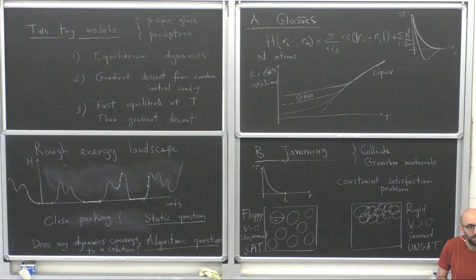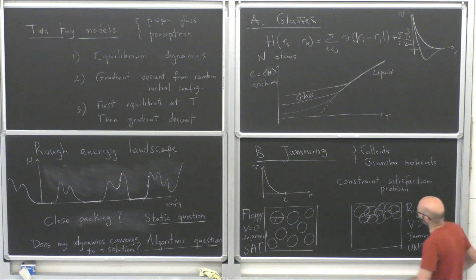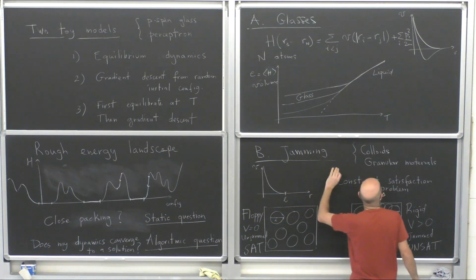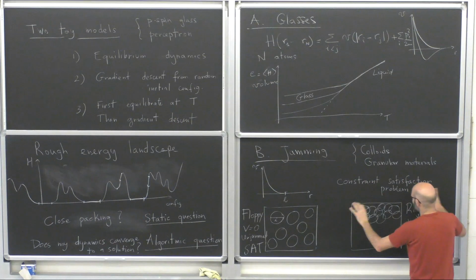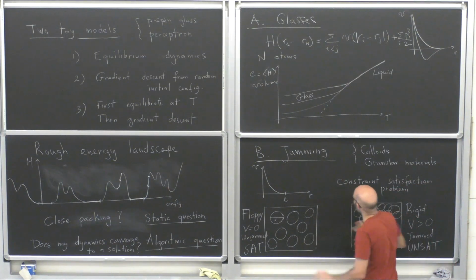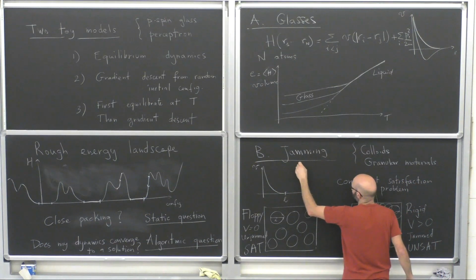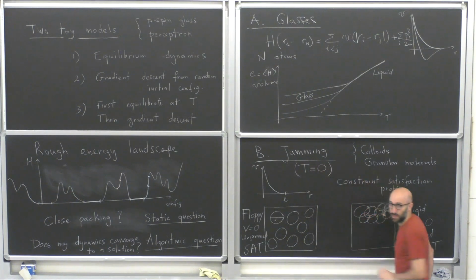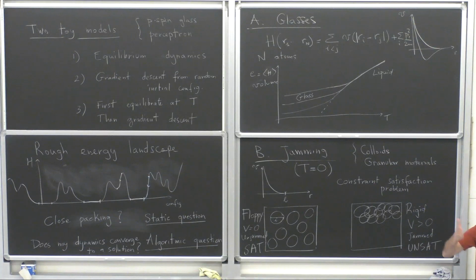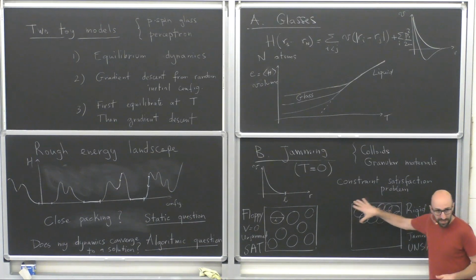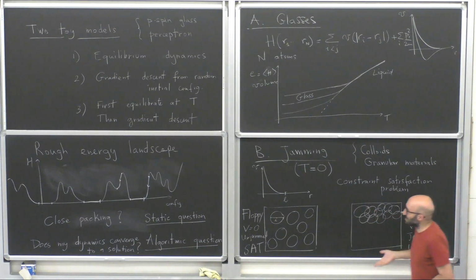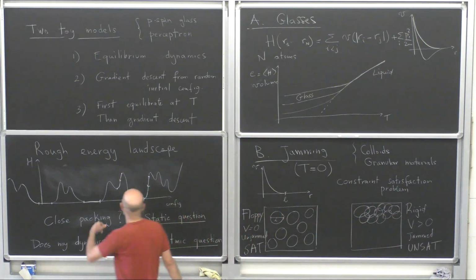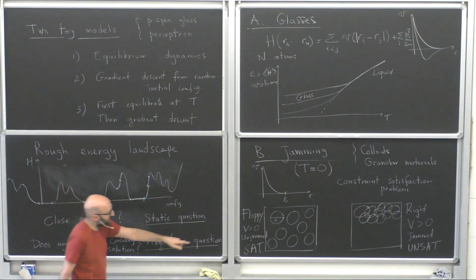Do you assume that the floppy systems have no dynamical terms in the Hamiltonian? Yes, sorry. The statements I made here were in the zero temperature limit. So there is no kinetic energy, let's say. You can add it back, and then you can discuss, for example, if you do gradient descent, you end up in this state.